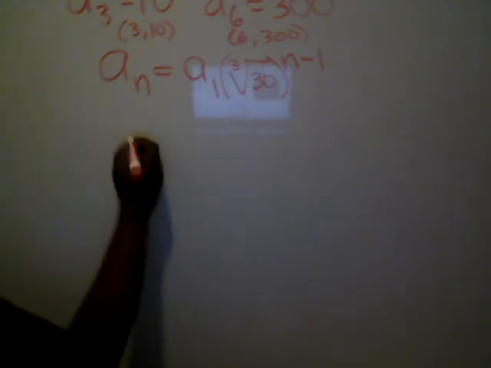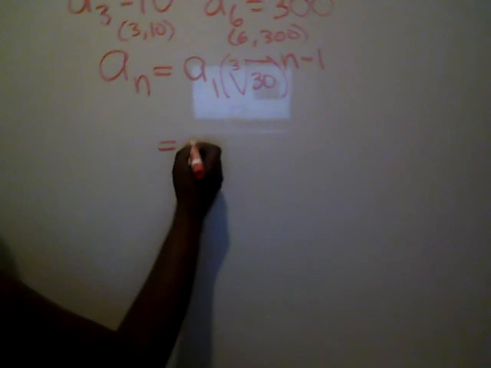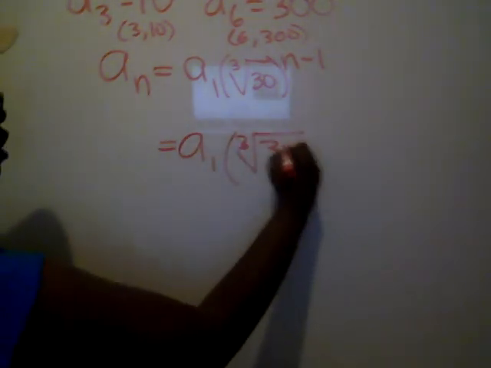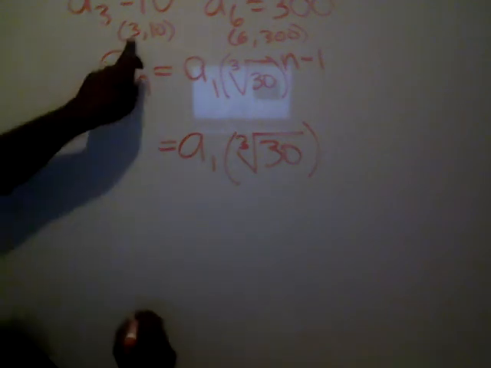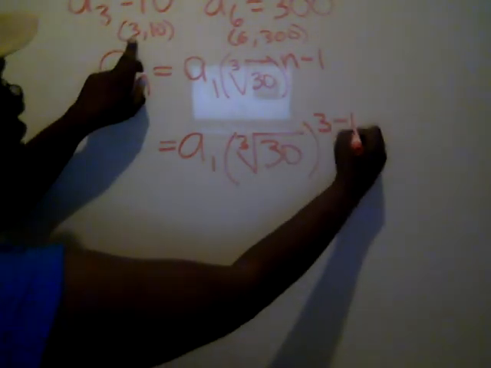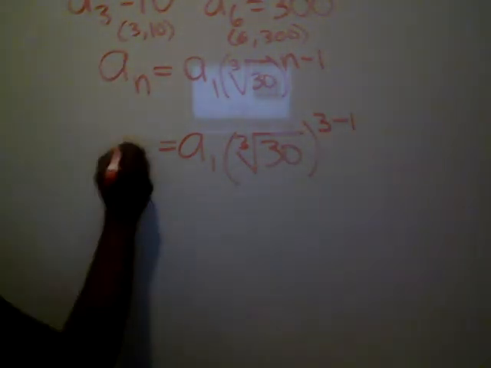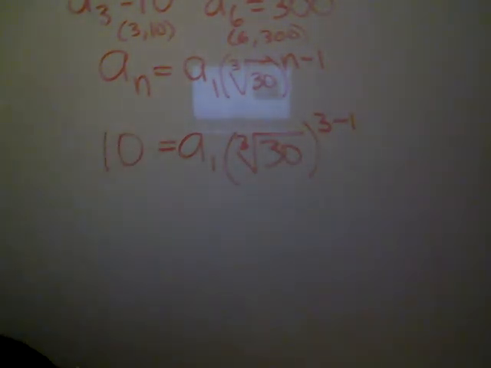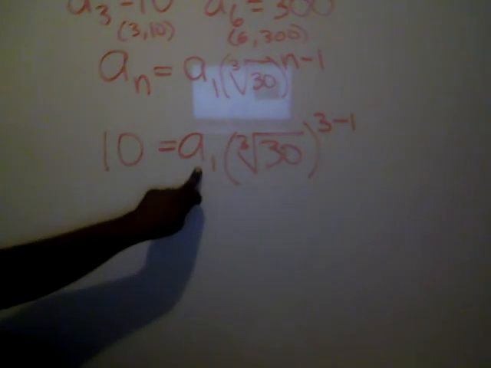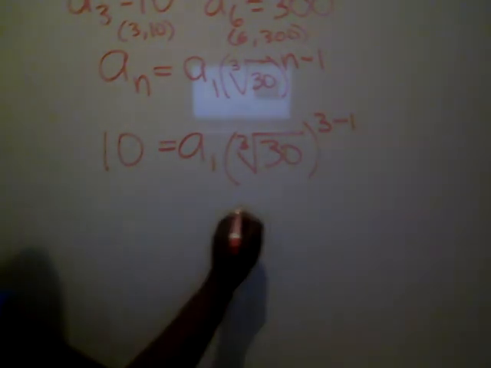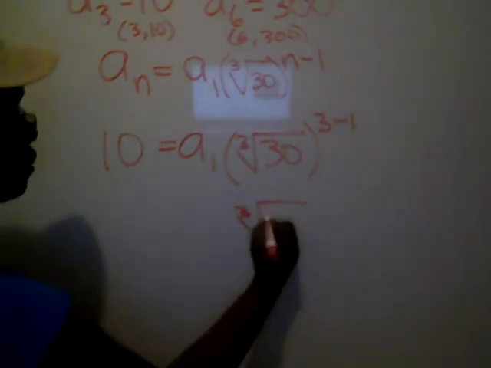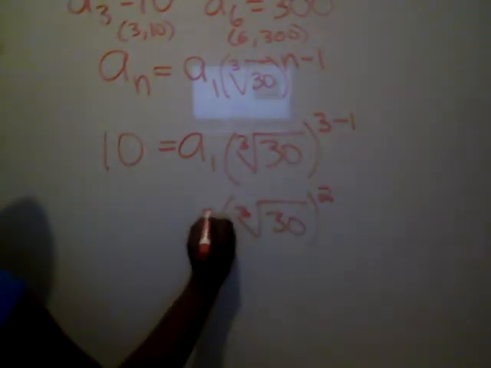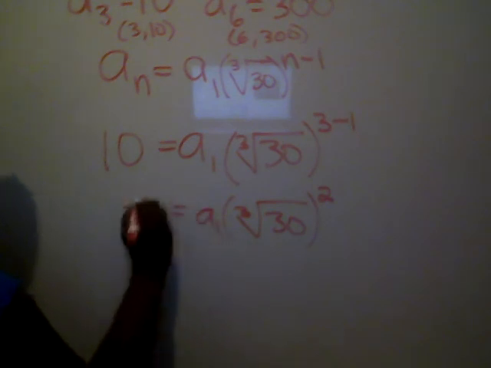So then the value of the first term we don't know. The r we figured out was the cube root of 30. If we use this, the n was 3. So I'll put 3 in over there. And then this whole thing somehow simplified to give us a 10. So we can use that information to try to find out what a1 is. So we get the cube root of 30 squared, because 3 minus 1 is 2, times a1 equals 10.